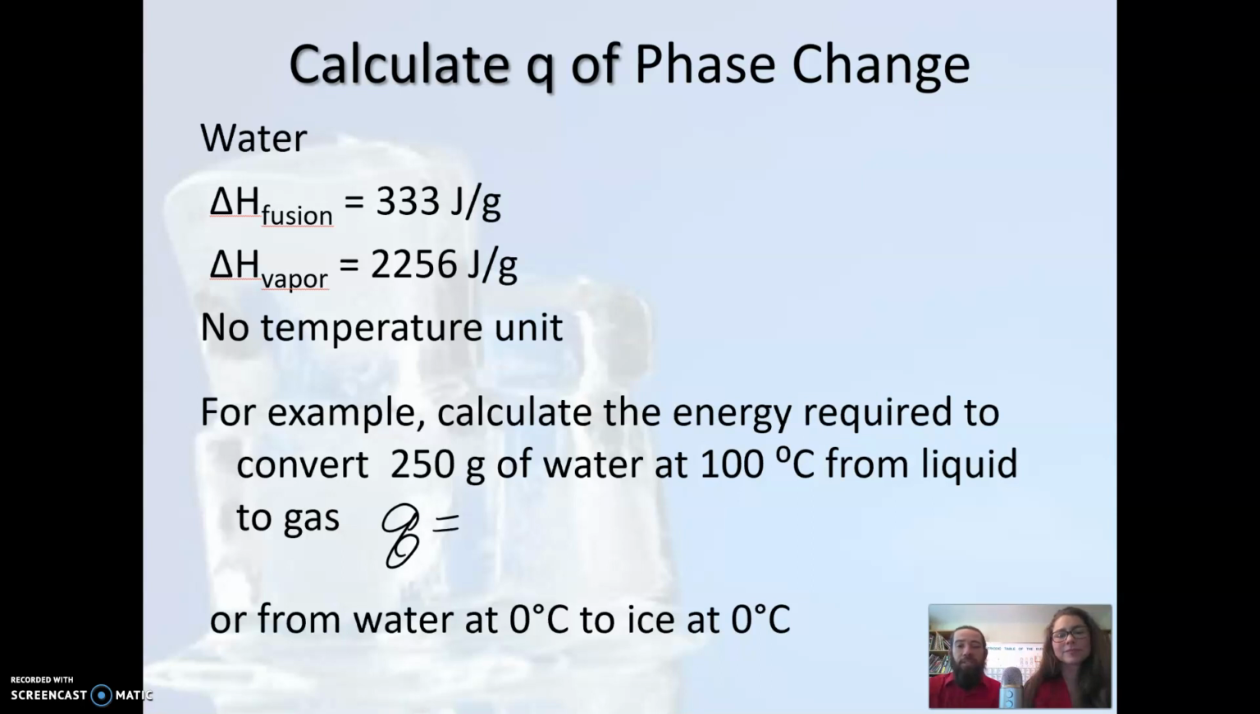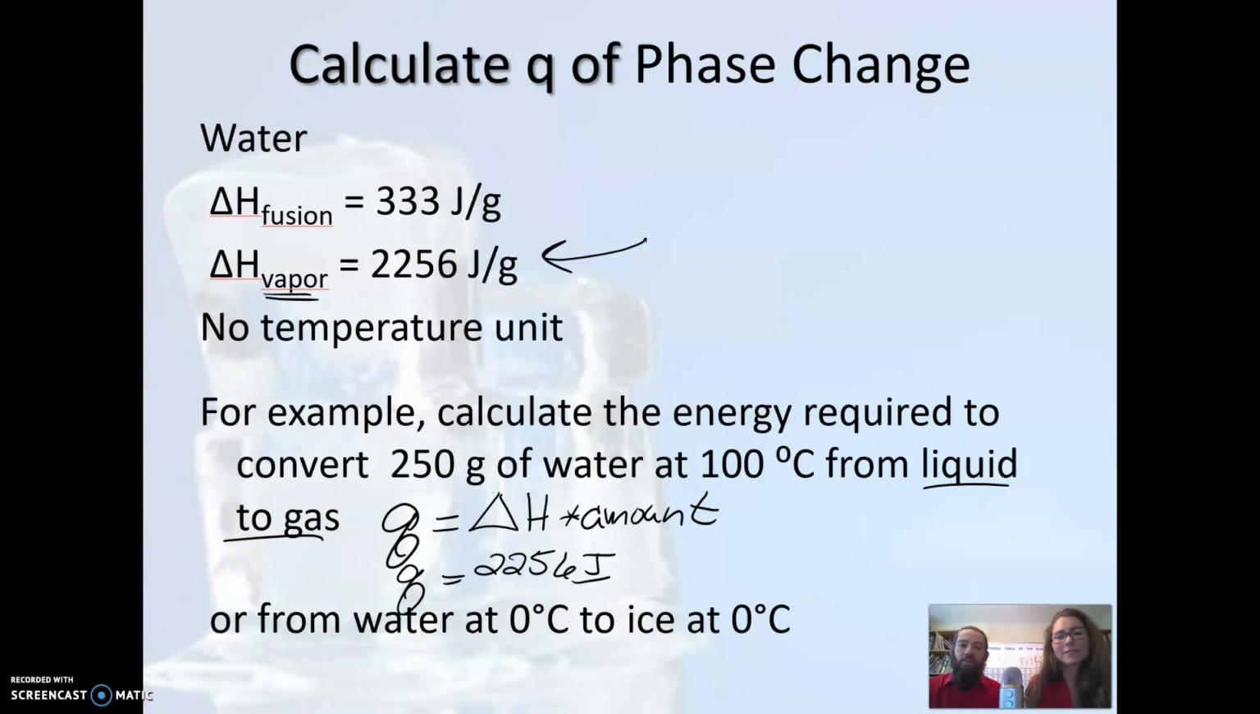So we have an example here. It says calculate the energy required to convert 250 grams of water at 100 degrees C from liquid to gas. So the temperature is not changing, but we're going to go from the liquid state to the gas state at 100 degrees C for water. So we need to apply the heat of vaporization here, because we're going from liquid to gas. So that's important. And we also have to apply the mass. We have to factor in the amount we have here.